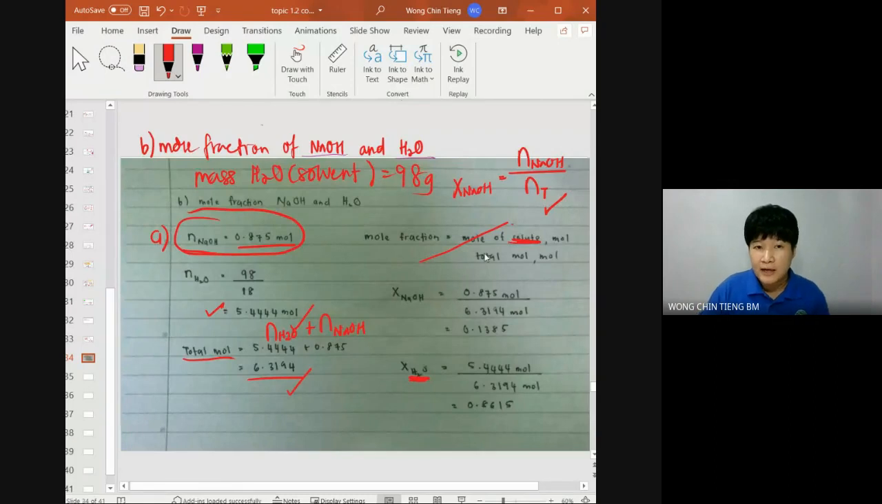If you are looking for the mole fraction of NaOH first, then you can use this formula and you will get the mole fraction of NaOH 0.1385 without unit. Correct? Correct ke? Alright, okay, thank you. Saya tak kira tau, saya tengok cara je.